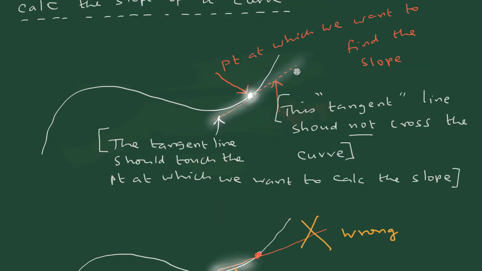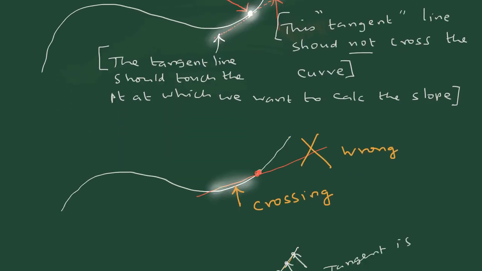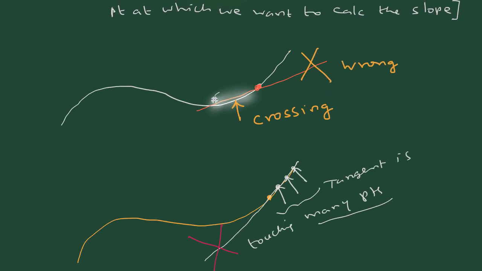I will try to once again explain. This is the correct line. The reason is you have only one point where it is touching. That is the first point. You should not touch multiple points. Second thing is it should not cross. Crossover should not be there.